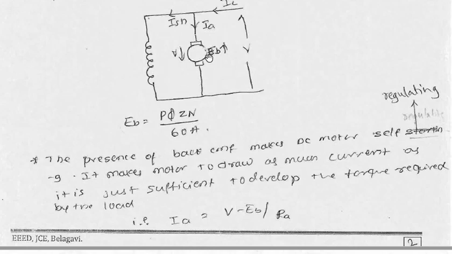In case of a DC motor, because of this back EMF, the armature current will increase, and so the torque will increase. So whenever there is an increase in the load, armature current will increase. Whenever there is a decrease in the load, the armature current decreases. That is what is called as self-regulating. So here we will see the example.